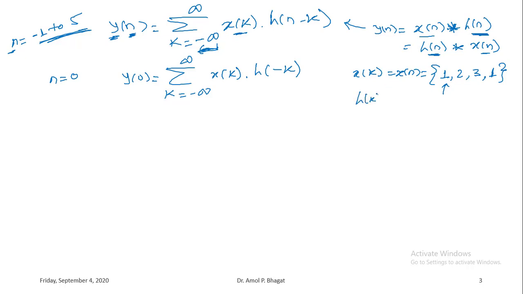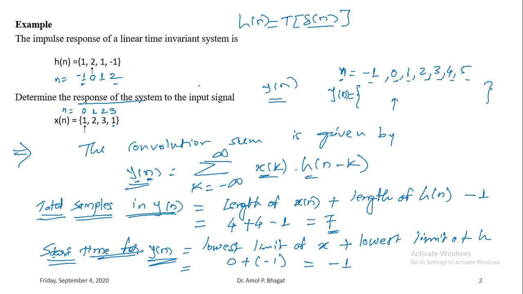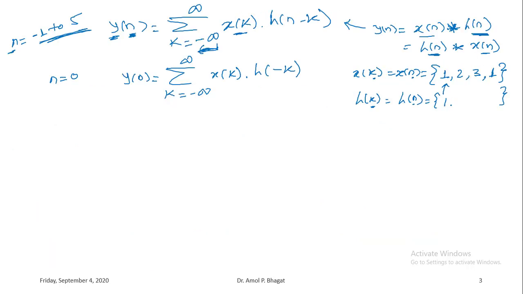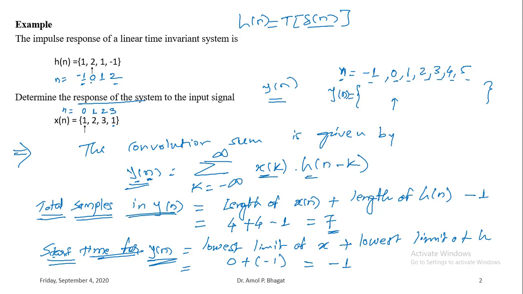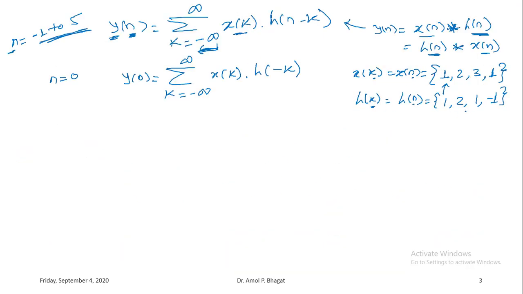And what is h of k? h of k will be the same as h of n. Simply, I am using different variables here. In place of n I am using k, because I have used n in the output sequence here. So again h of n is 1 2 1 minus 1, and the origin is at this 2. So this is the origin. These are the given sequences.